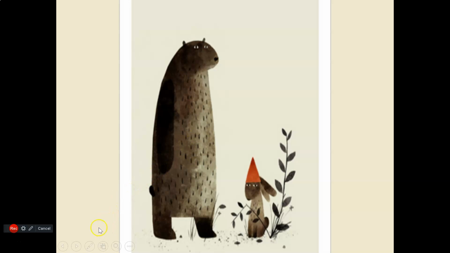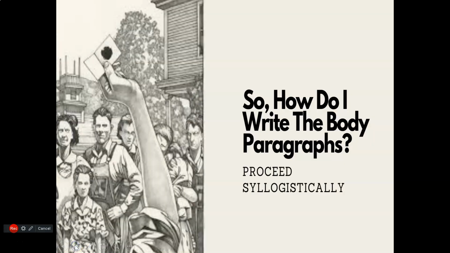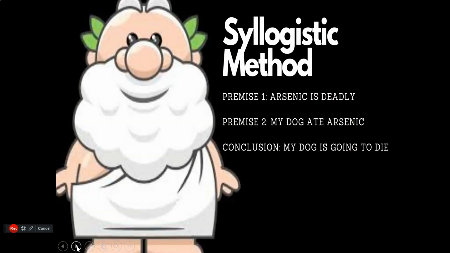And in writing, it's very similar, right? You got to go premise, premise, conclusion in terms of the syllogistic construct. So the question we got to ask ourselves is this: how do I write the body paragraphs? And as always, I say proceed syllogistically. Well, what is that? Let me give you a little brief overview of it.